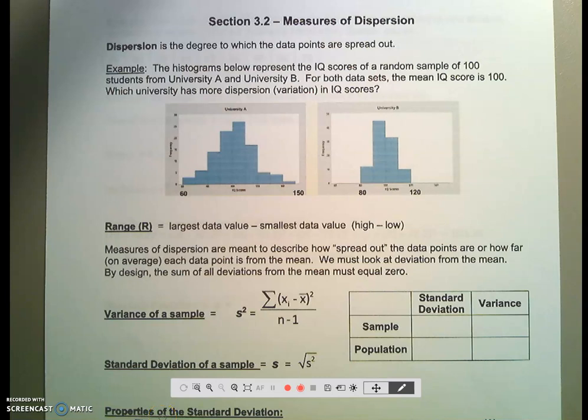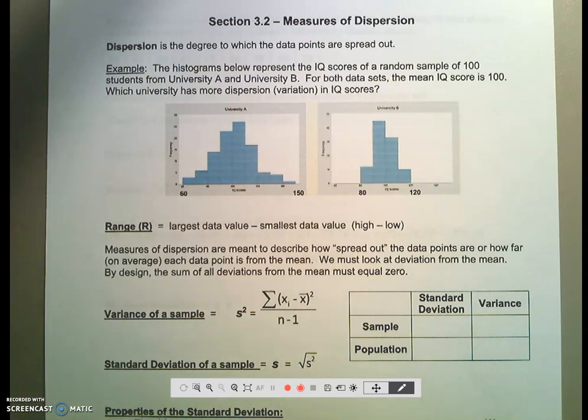So we finished talking about measures of center, right? Mean and median. And so now the next thing we want to study, which is an extremely important topic in statistics, is measures of dispersion. So spread, dispersion, variation, all of those words mean the same thing. We want to look at not just what is the average or the mean, but how spread out is the data, because that can provide us with a lot of information. So dispersion is the degree to which the data points are spread out or dispersed.